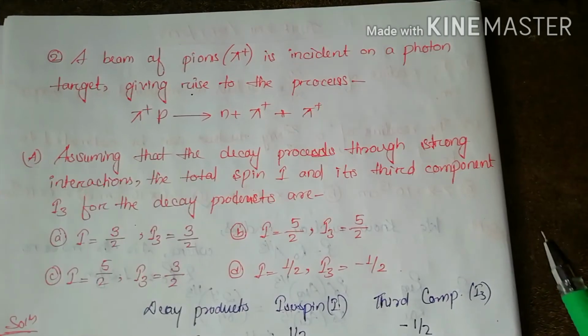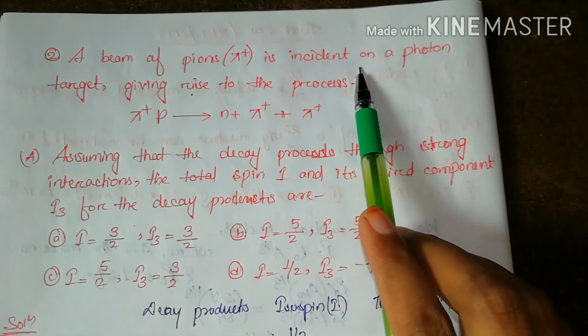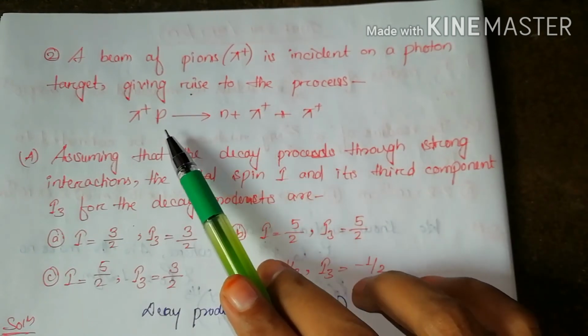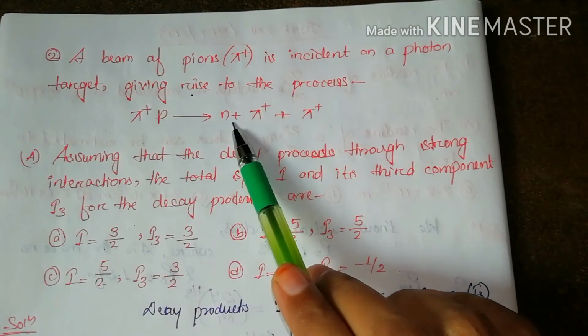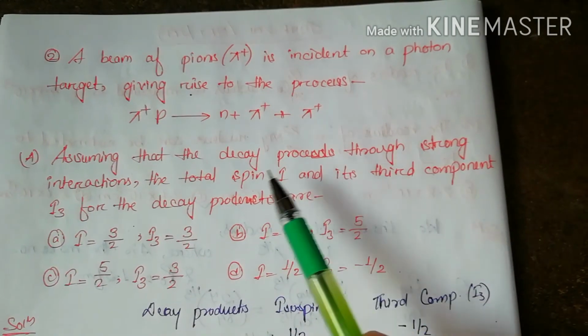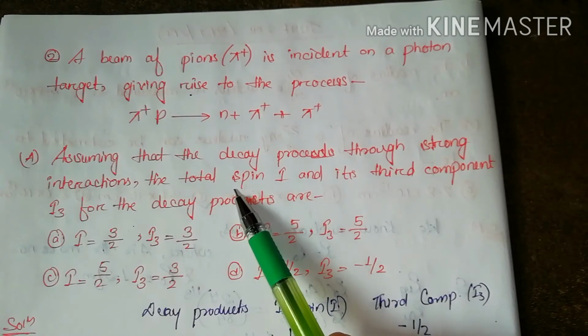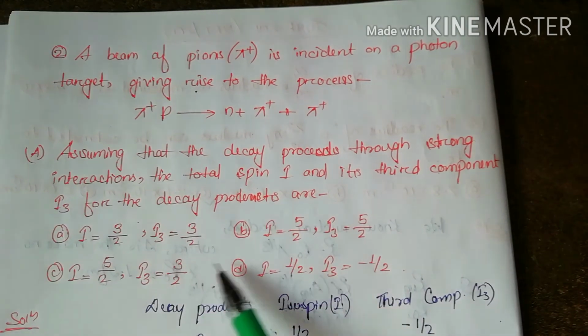So the next question is that a beam of pions, pi positive, is incident on a proton target and is giving rise to the process pi positive plus proton gives neutron plus pi positive plus pi positive. So the question is, assuming that the decay proceeds through strong interaction, we have to find the total isospin I and its third component for the decay product. So we are having 4 options here.